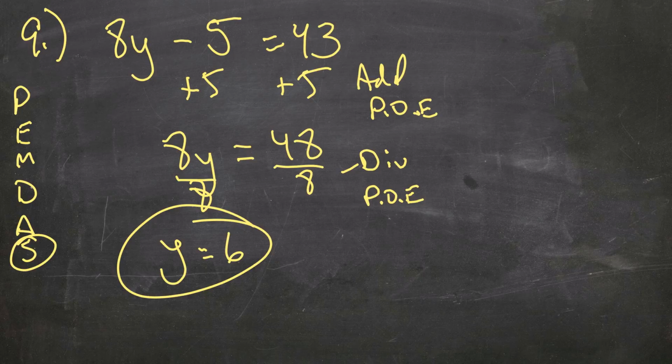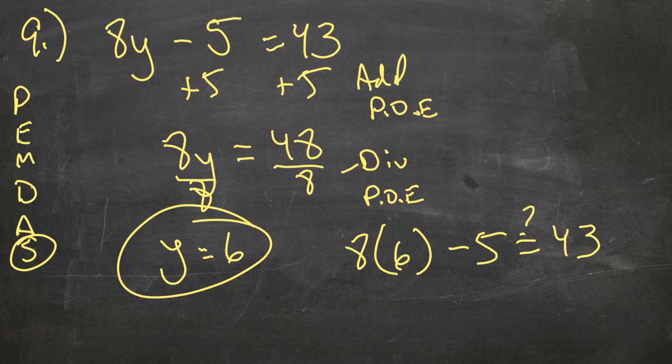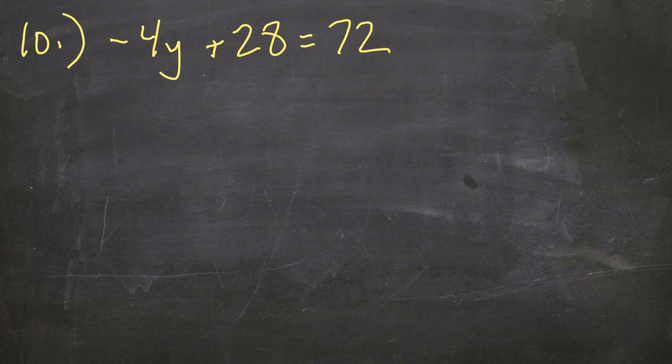That's my final answer. I just have to check my work. 8 times 6 minus 5, does that equal 43? It does. That's it for number 9.